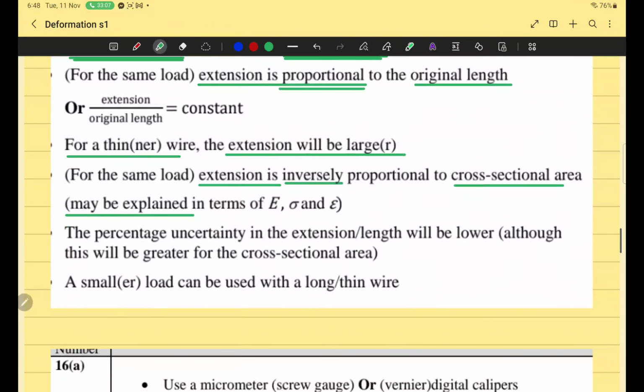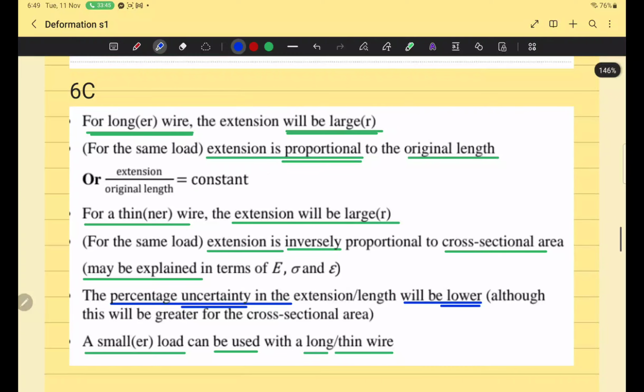So it is easy to measure, and a small load can be used for a long and thin wire. And if delta x is measurable, then the percentage uncertainty, or you can say error, will be lower. But the correct word is percentage uncertainty; in the last classes I have explained what the meaning of uncertainty is. If the extension is measurable and noticeable, then the percentage uncertainty will be lower. So I hope I have explained properly.